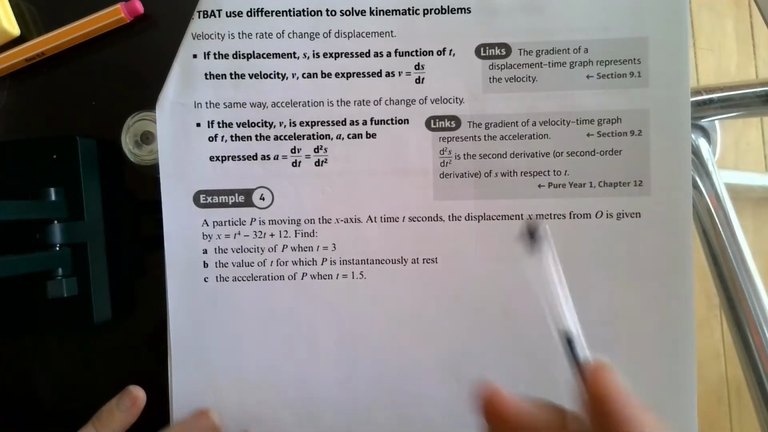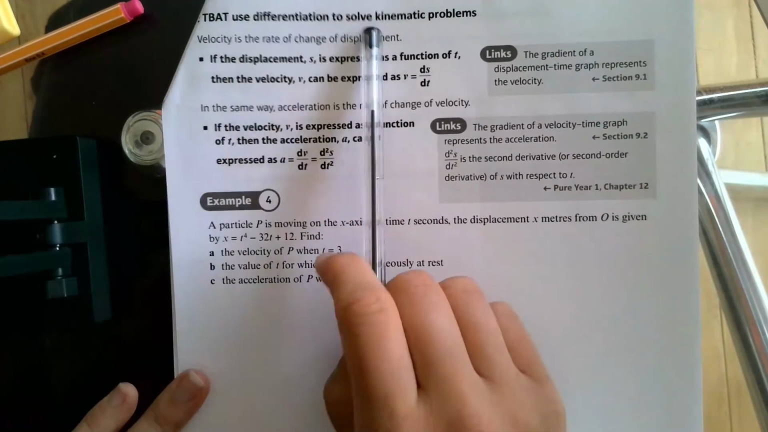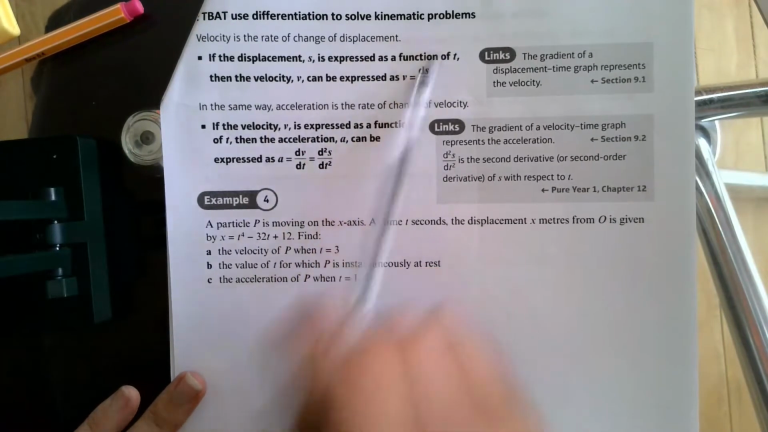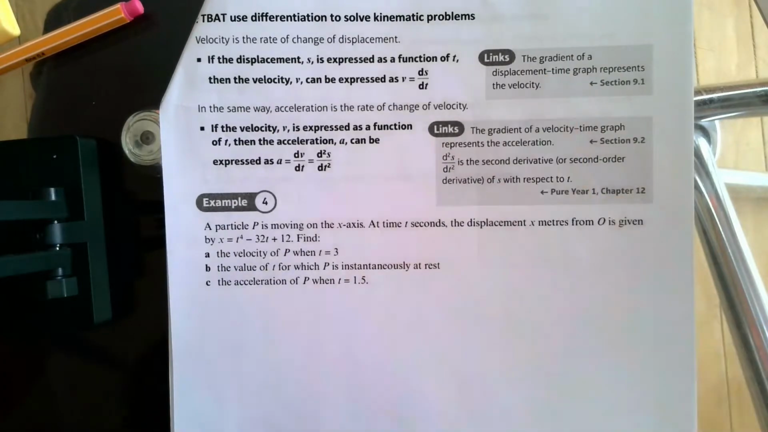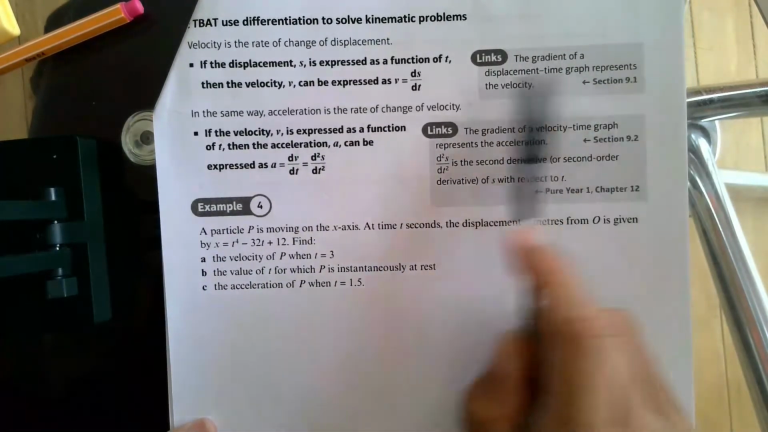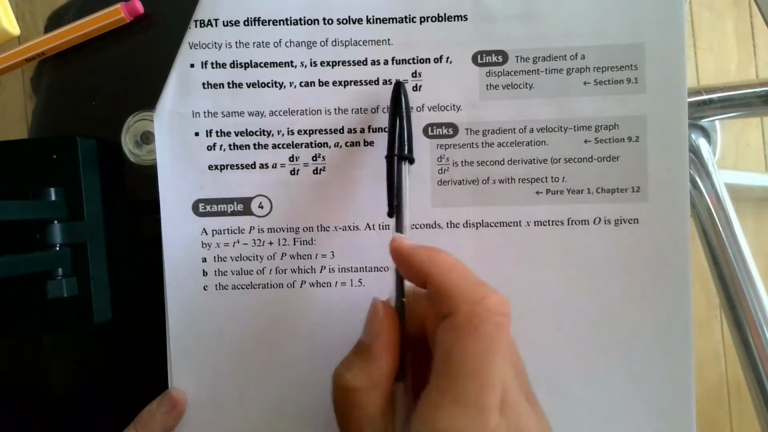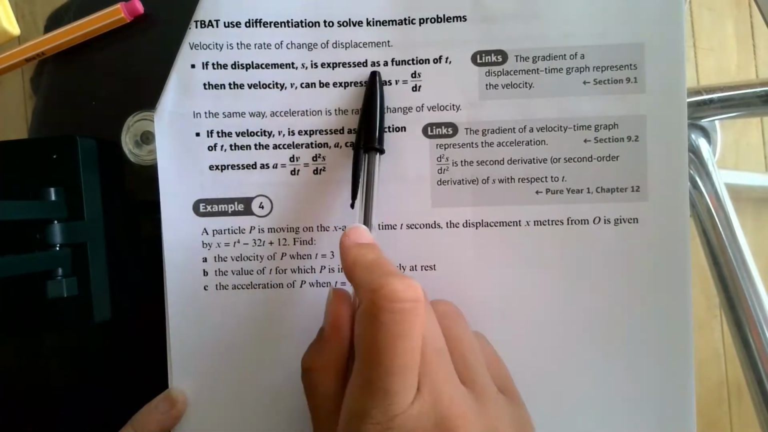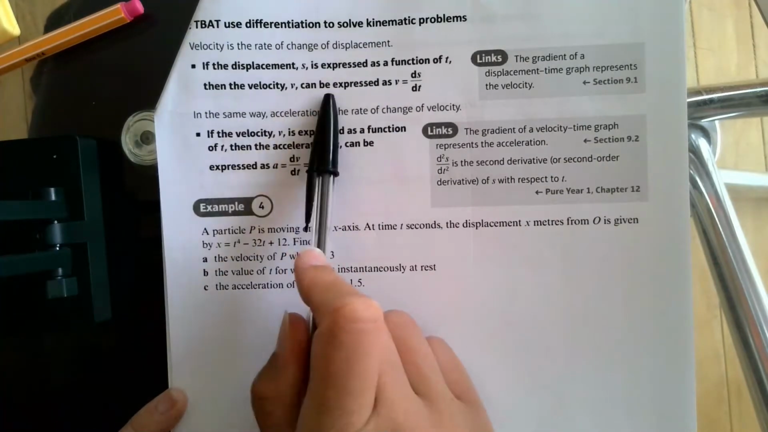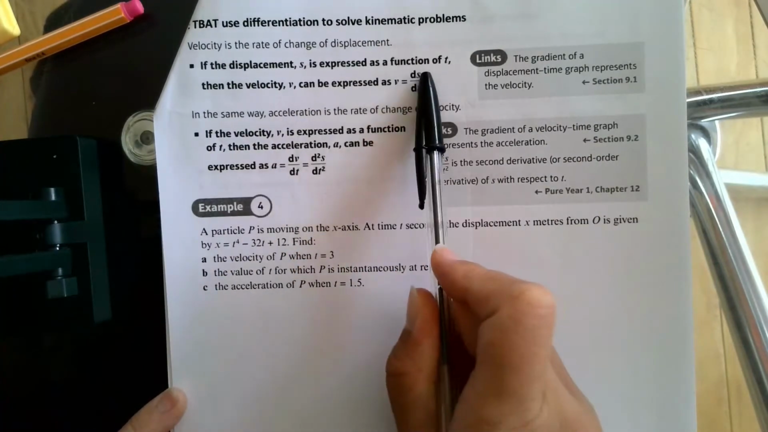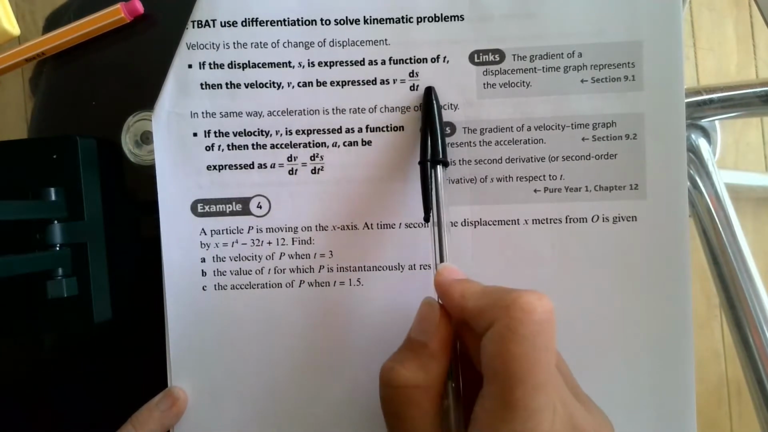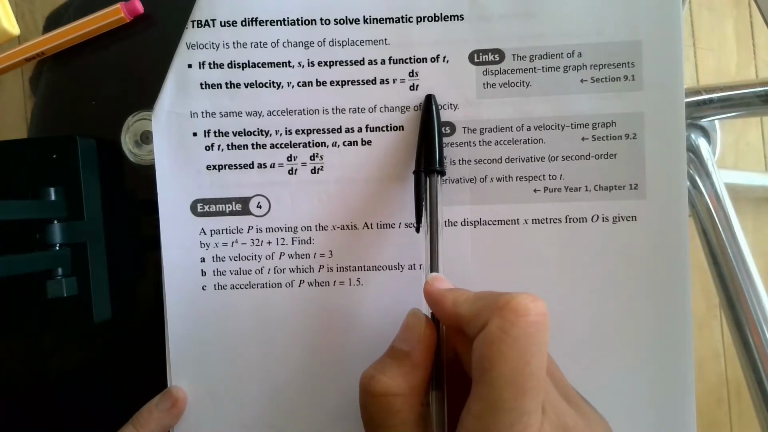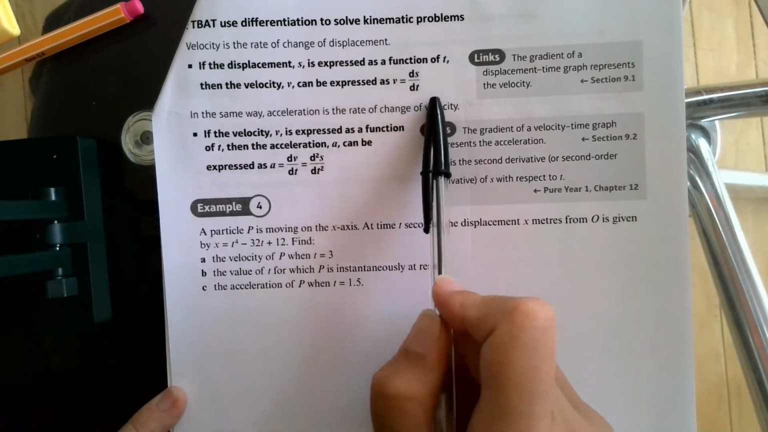The learning intention for this lesson is to be able to use differentiation to solve kinematic problems. Now, we know that the gradient of a displacement time graph shows the velocity. And if the displacement is expressed as a function of time, then the velocity can be expressed as the derivative of the displacement with respect to time. So velocity is ds over dt.